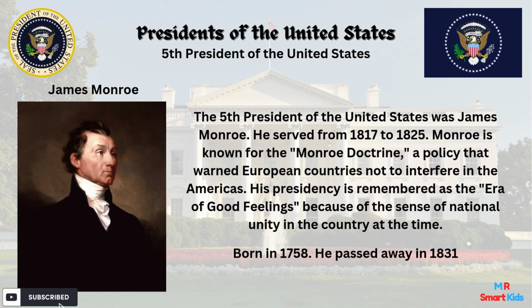The fifth president of the United States was James Monroe. He served from 1817 to 1825. Monroe is known for the Monroe Doctrine, a policy that warned European countries not to interfere in the Americas. His presidency is remembered as the Era of Good Feelings because of the sense of national unity in the country at the time. He was born in 1758. He passed away in 1831.